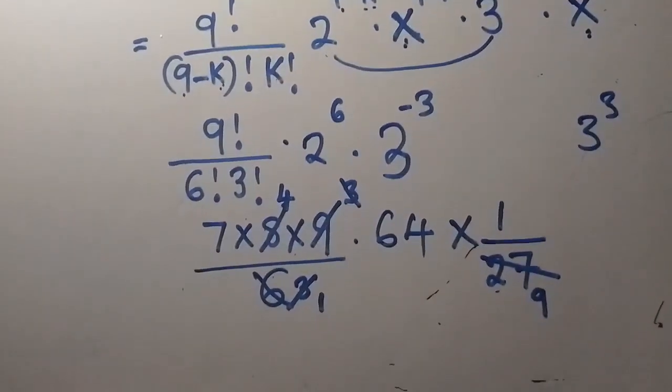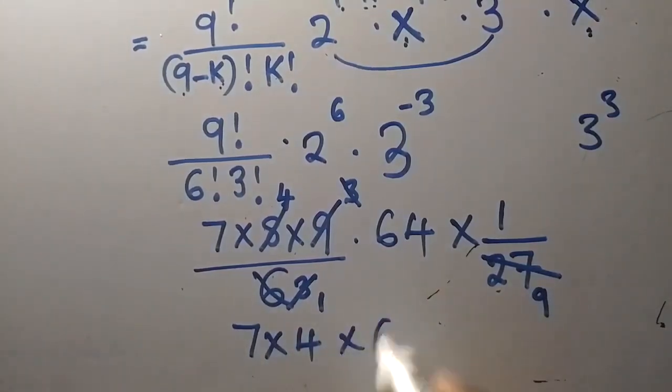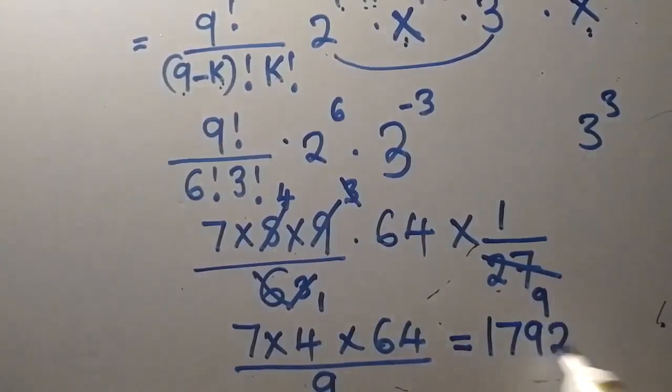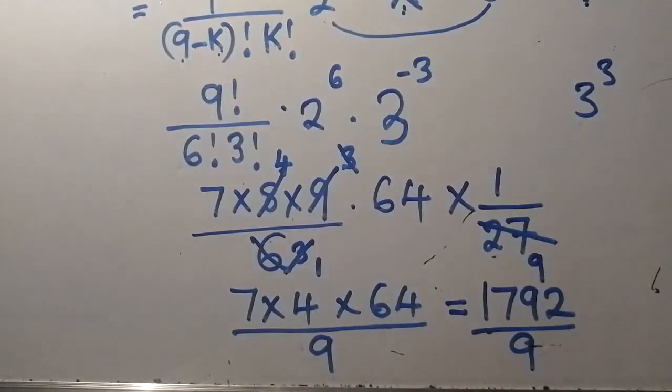So let me write this so that we see the numbers that I've remained with. I've remained with 7 times 4 times 64 over 9. This is the value that I've remained with. So if I multiply this, what answer am I going to have? 4 times 7 times 64. The answer that I'm going to have is 1792 over 9. This is the answer which I've found. This is what we've calculated.